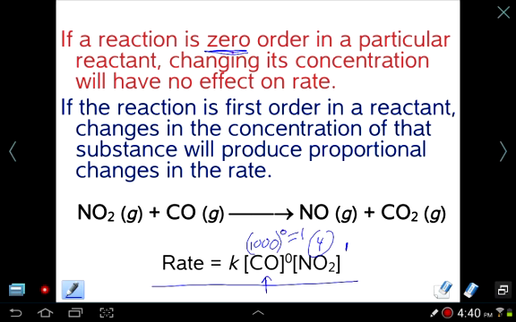But the first order reactant simply means that it affects the rate in exactly the same way as it is affected. So if you decide to cut, for example, the concentration of NO2 by half, if you divide it by 2, the rate does likewise. It gets cut by half, is the idea.